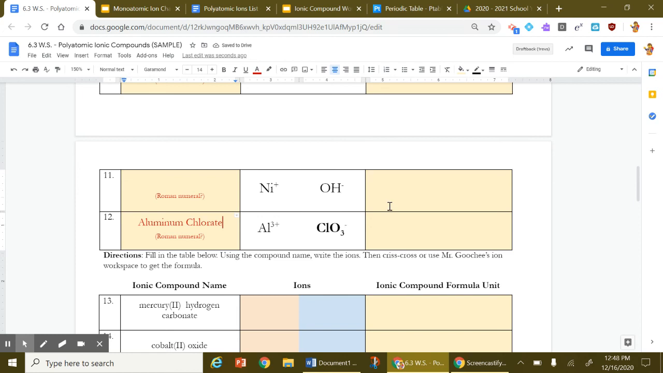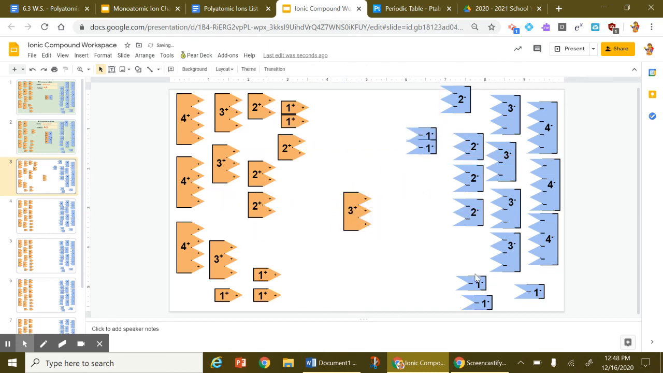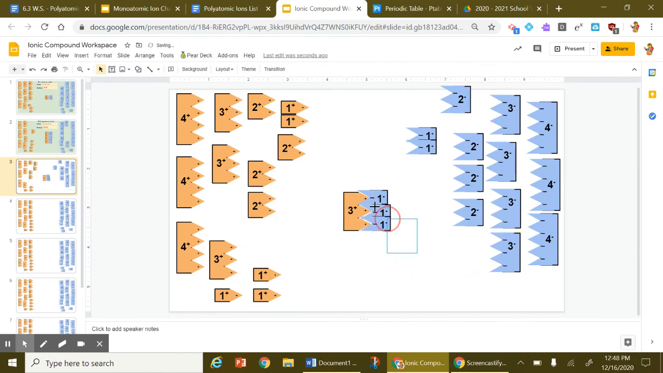Okay? Now, what is the formula going to be for aluminum chlorate? Aluminum is 3 plus. Chlorate is 1 minus. So let's go to the work page, okay? Aluminum is 3 plus. Chlorate is 1 minus. So here we go. 3 plus, okay? 1 minus. Okay, that's not good enough. Let's get another one in here. We need more. Let's see. Okay, so here we go. So we needed 1 aluminum, and to balance that out, we needed 3 chlorates.